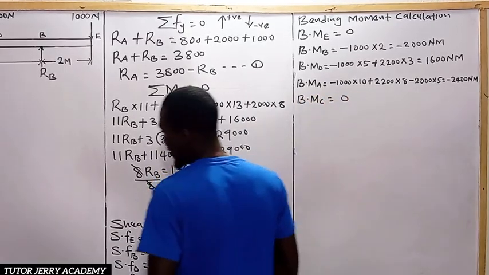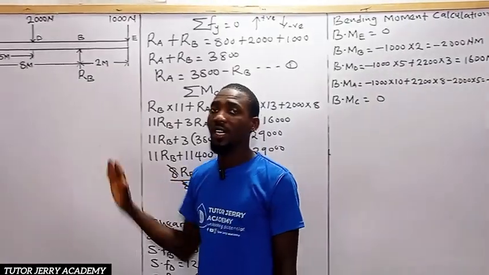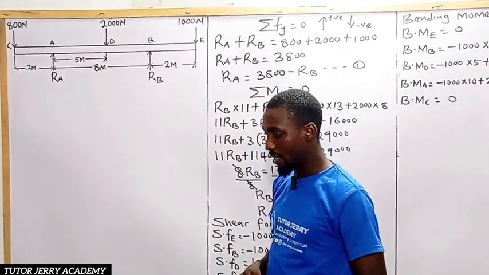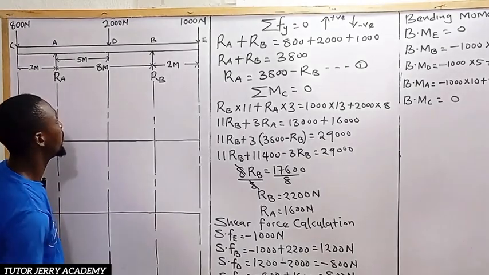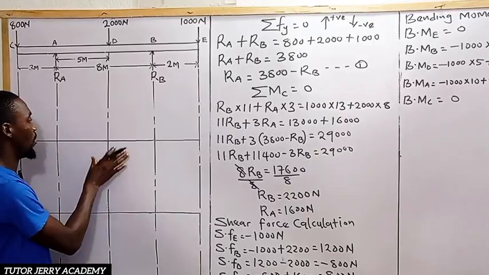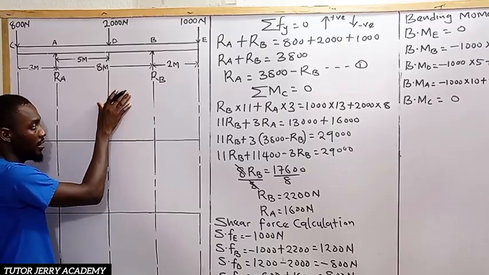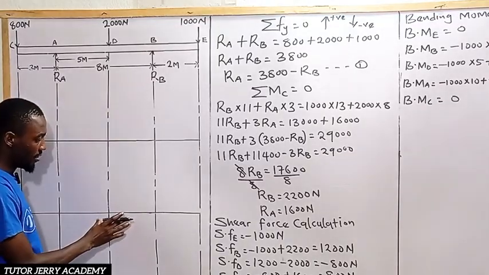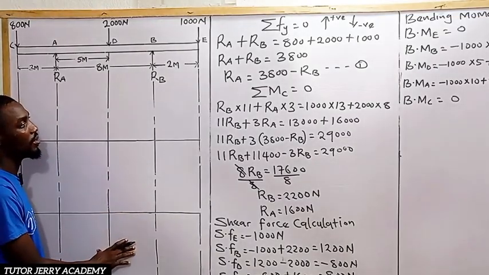Alright, so now the next thing we are going to do is to draw our line. So we want to draw the shear force diagram and the bending moment diagram. So this is our reference line for our shear force diagram. Above this line is positive, below is negative. This is the reference line for our bending moment diagram. Above this line is positive, below is negative.